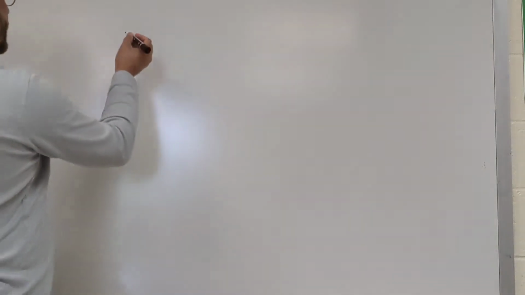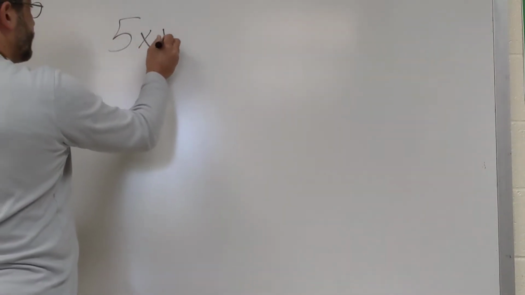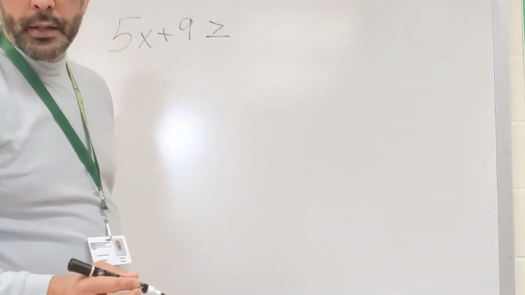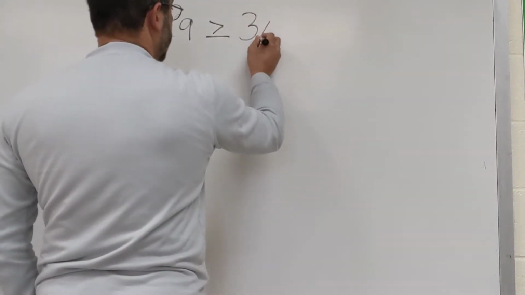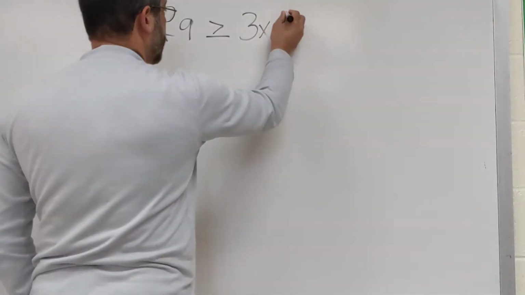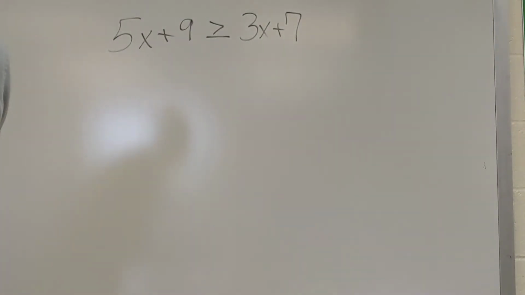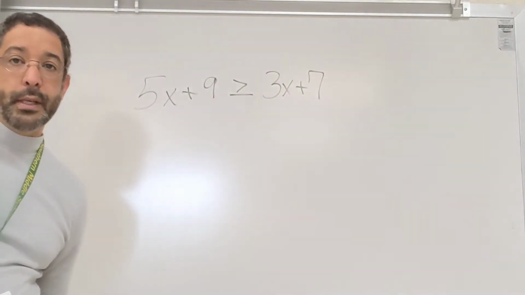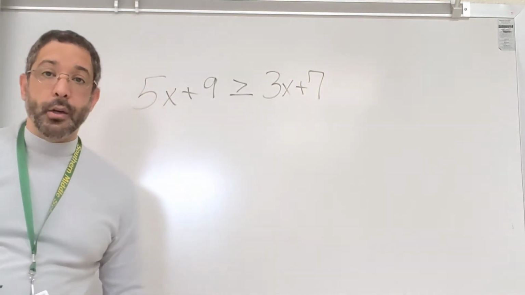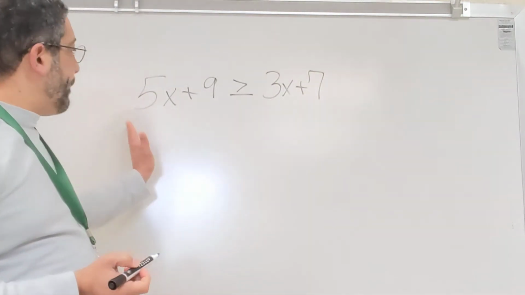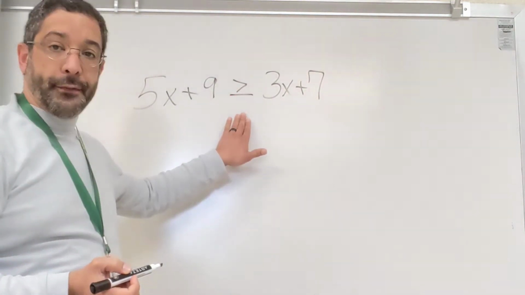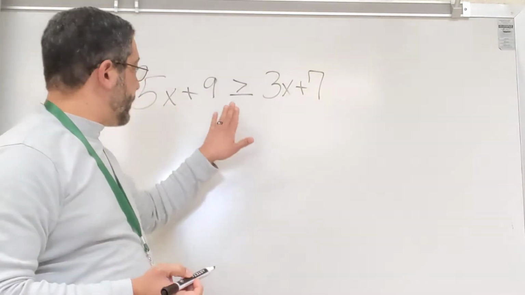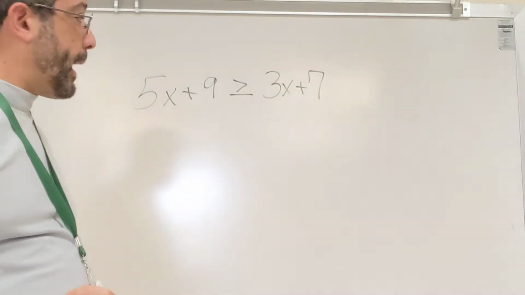It's 5x plus 9, and it's going to be greater than or equal to 3x plus 7. All right, so a multi-step inequality is not any different than a multi-step equation, other than the fact I have an inequality symbol here. And I need to remember my golden rule of an inequality is that when I multiply or divide by a negative, I flip the sign. Okay, that's the only difference. We work this problem the same way, we just flip our sign if we multiply or divide by a negative.